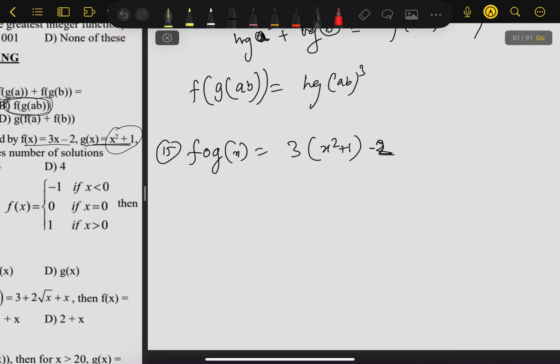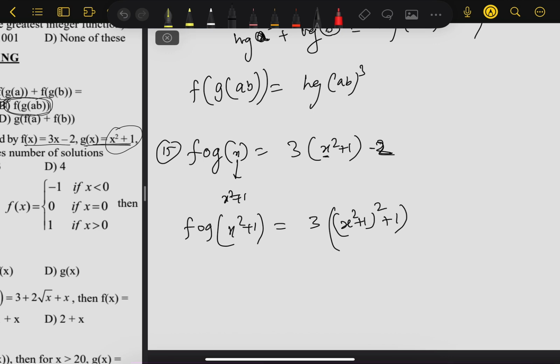So then we need to put x square plus 1 in place of x. So this will become f of g of x square plus 1 equals 3 times, in place of x put (x square minus 1 plus 1) whole square plus 1 minus 2. So this is the value of x. Previously it was x. Now the value of x is this x square plus 1.